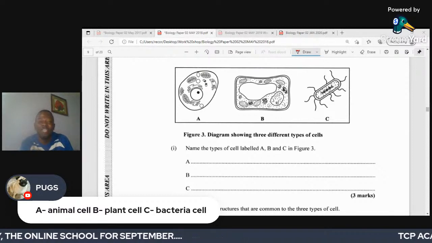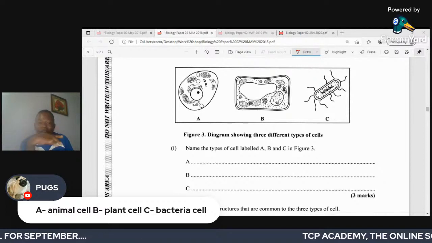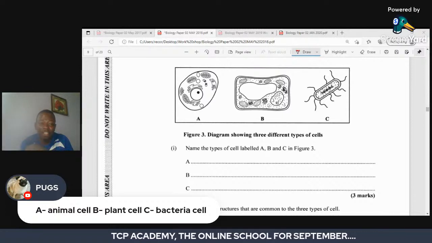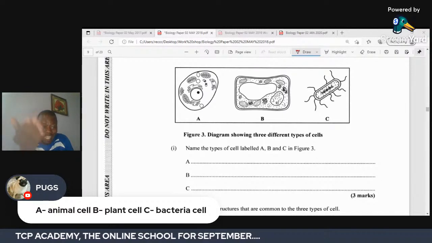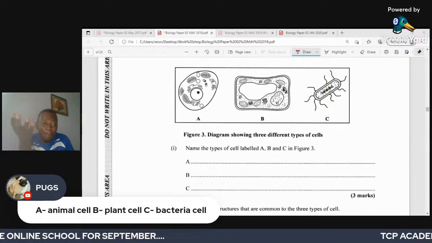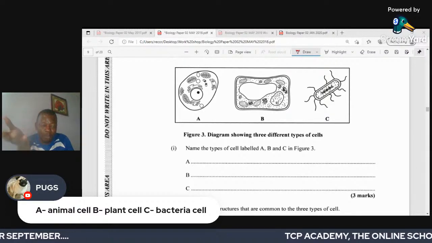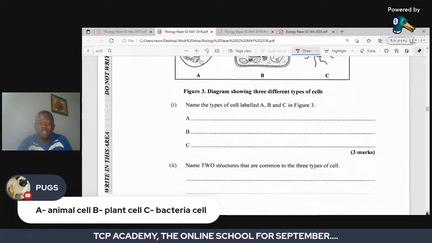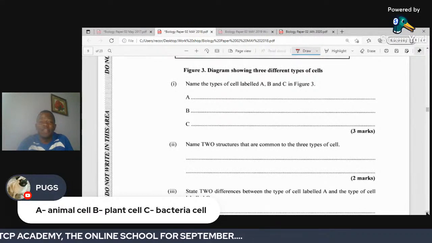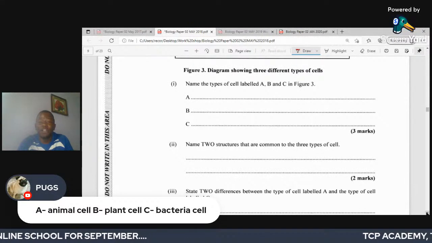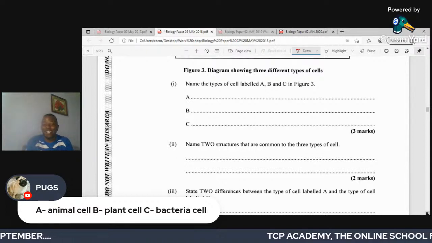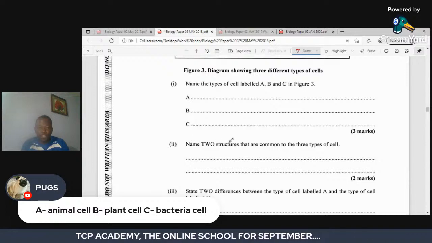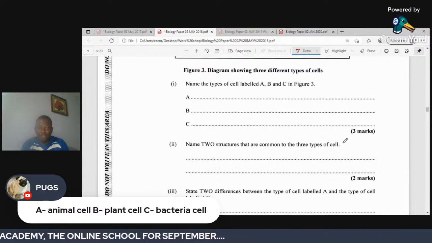Now, you need to remember these, A, B, C, and D, what they are, because they won't be named moving through this question. And for everything that we are going to answer here, you are going to need this information. Again, this is a repeat of the 2017 paper, and we're doing 2018 now. So look at the following question. Name 2 structures that are common to the 3 types of cells.